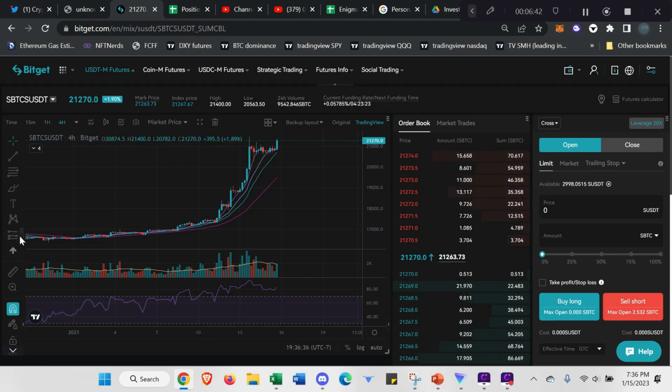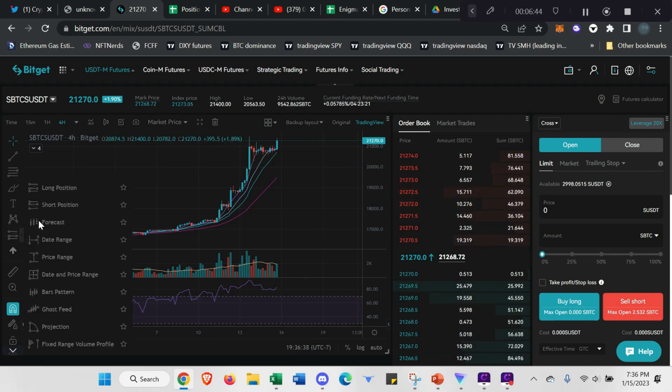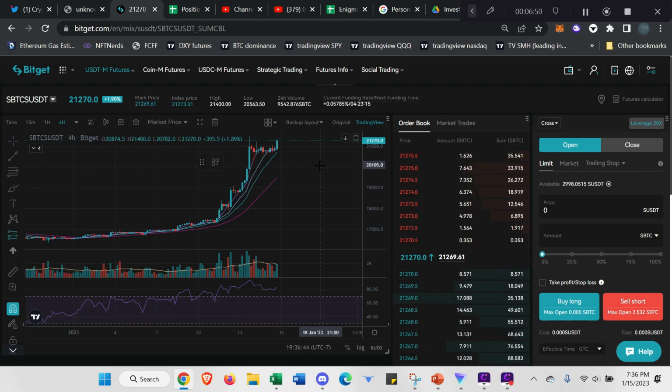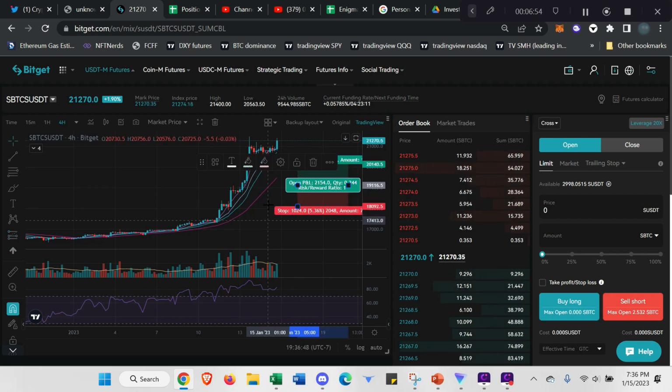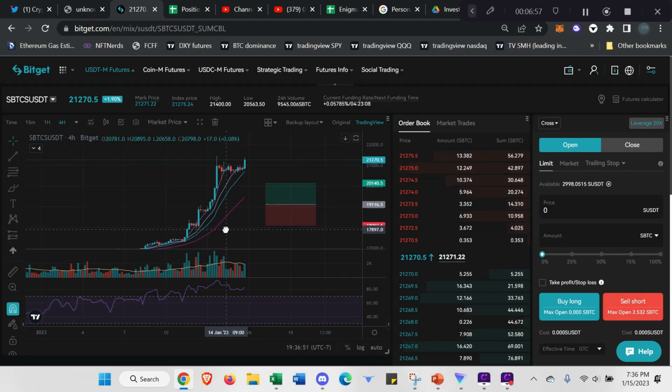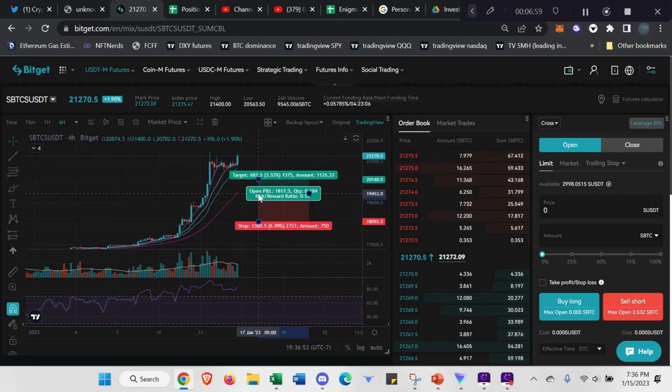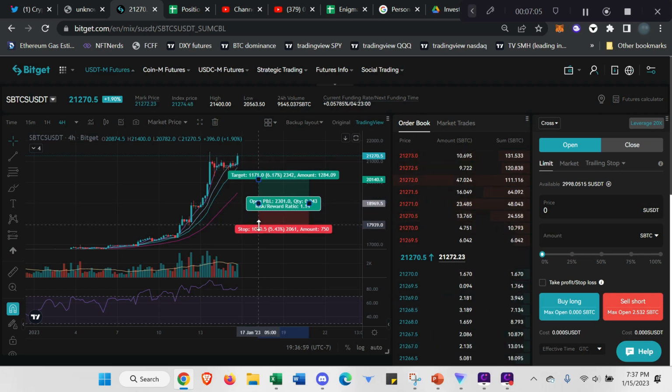But the one thing I want to show you is this toggle down here. You can do a long or short position, so I'll show both examples. I'm not really going to pick any specific price, but let's just say I wanted to enter a position around here. You click long position, and then click the chart. This middle dialog you can move to where you want to enter your position. This bottom one you can move for your stop loss, and this top one you can move for your profit target.